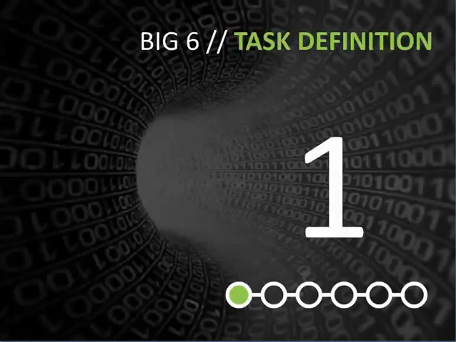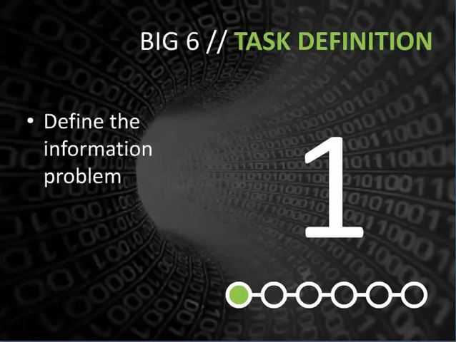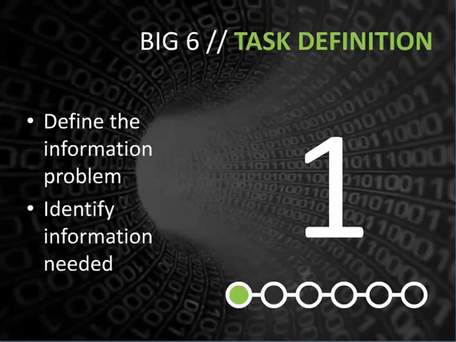The first step in the process is task definition. This is where learners identify the problem, task, or questions that need to be answered. It is the first part of the information problem-solving process, which involves identifying that an information need exists. The question here is, what is the problem? In other words, you're going to put your finger on what the issue is and identify the knowledge gaps that need to be filled.